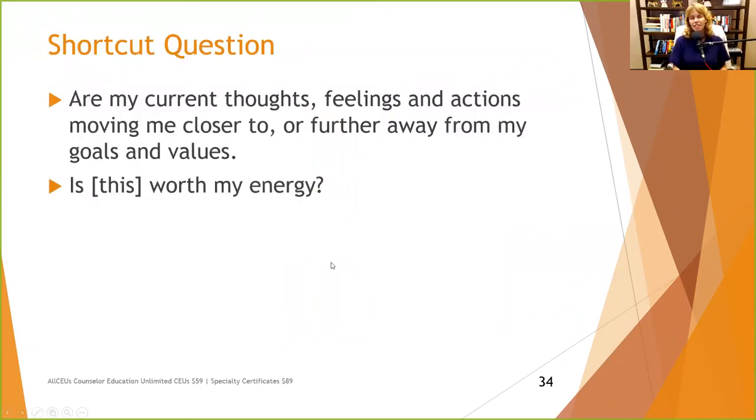So the shortcut question: sometimes people are going to be on the fly, something's going to happen, they're going to start getting a migraine when they're at work, and they can't sit down and do the chart, or they've been doing the chart for a while and they're just not going to do it anymore. What's the shortcut? Are my current thoughts, feelings, and actions moving me closer to or further away from my goals and values? So if something makes somebody angry, for example, and they want to lash out and get even and complain and fuss, okay, that's what you're feeling right now. Those are your urges. Are those getting you closer to or further away from the things that are important? Only the individual can answer that.